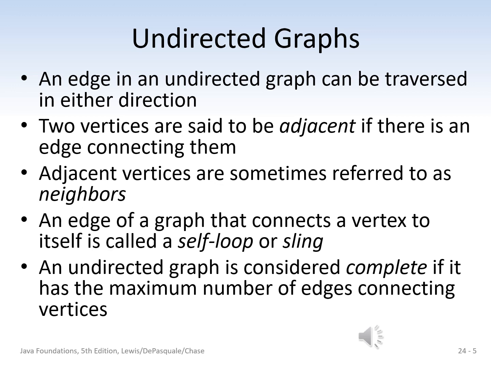Adjacent vertices, those that have an edge connecting them, are referred to as neighbors. And an edge of a graph that connects a vertex to itself is called a self-loop or a sling. We haven't seen that yet graphically depicted, but we will. An undirected graph is considered complete if it has the maximum number of edges connecting vertices.